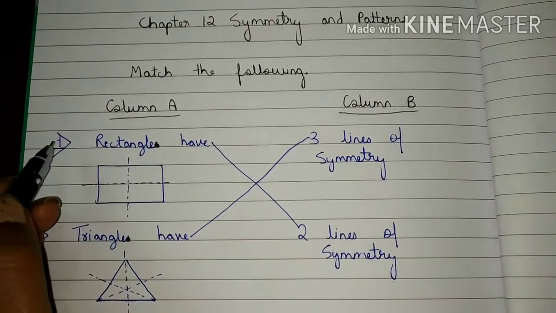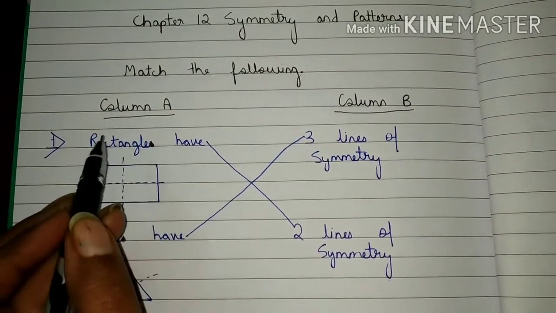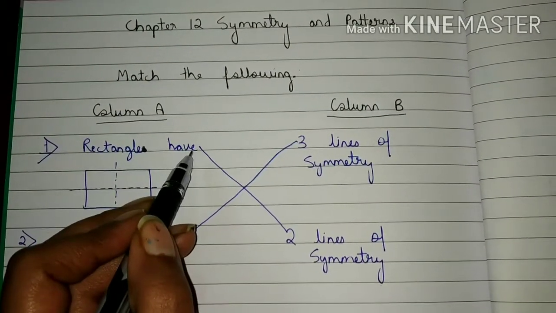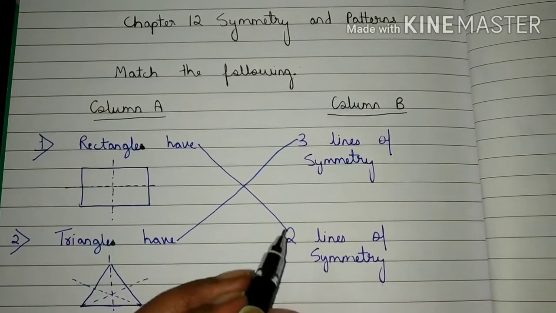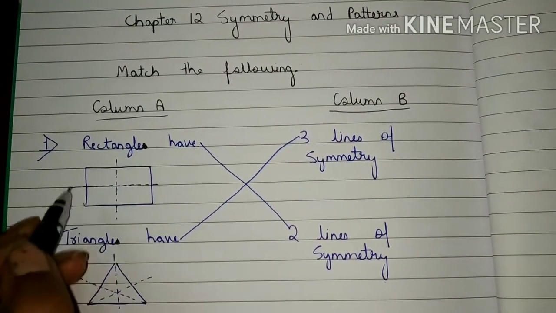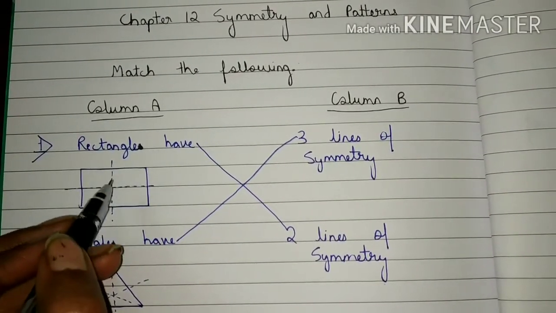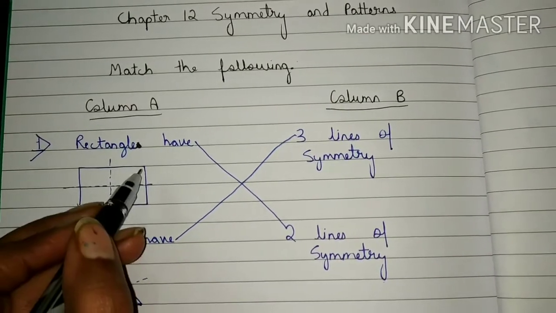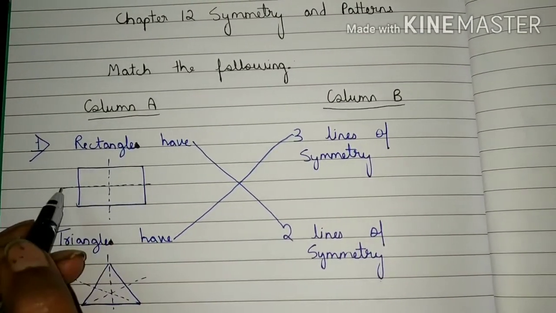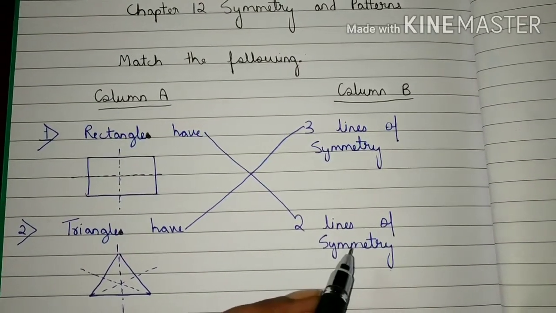Now come to question number 1. Rectangle have. How many lines of symmetry does a rectangle have? So, a rectangle has 2 lines of symmetry. Look at this figure. This is a rectangle. You can see that a rectangle has 2 lines of symmetry. One is this and second is this. So, a rectangle has 2 lines of symmetry.